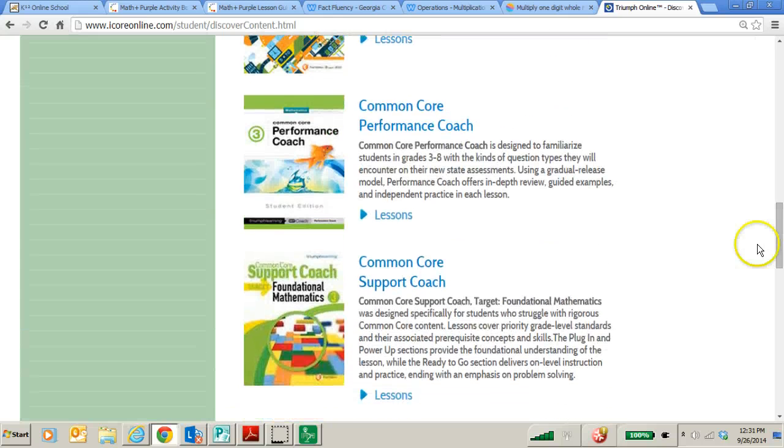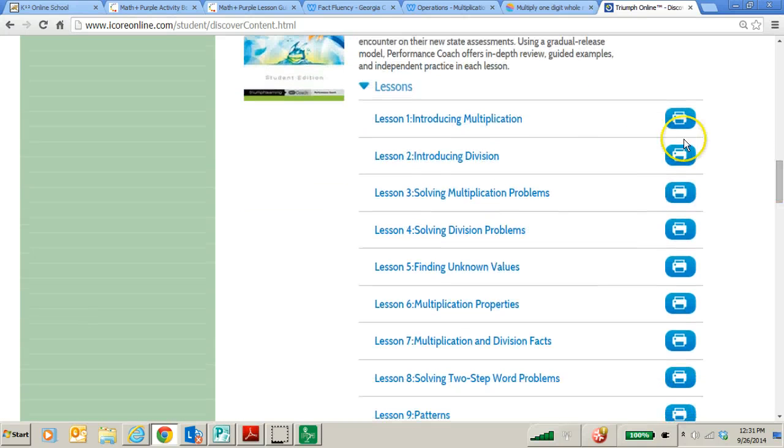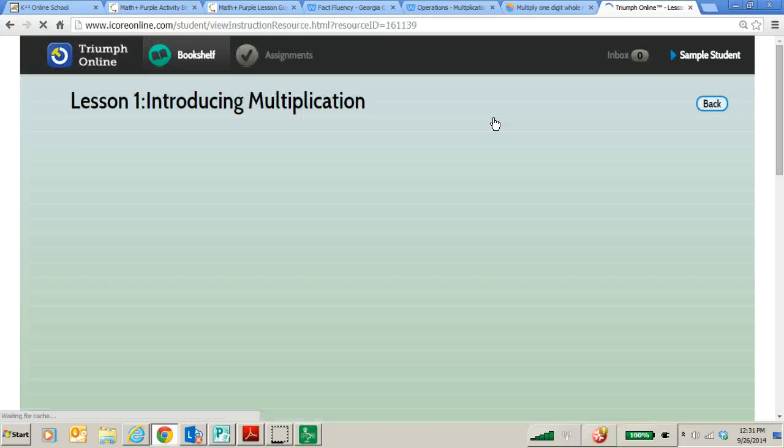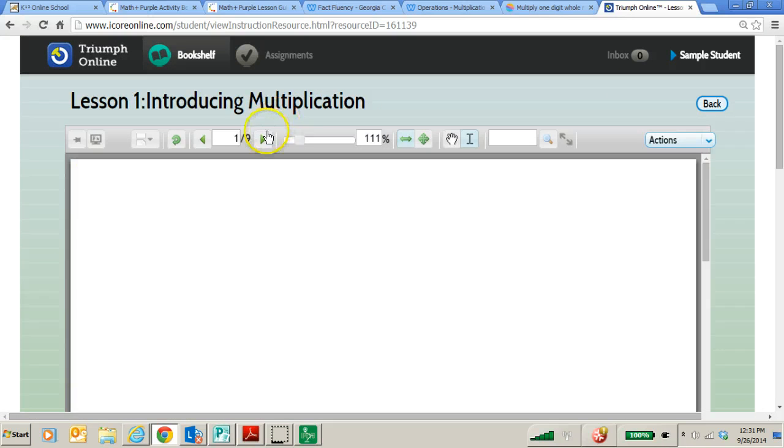One of my favorite books, this is new this year, is this Common Core Performance Coach. I also like the Common Core Support Coach. So if you go to Common Core Performance Coach, you can see Introducing Multiplication, Solving Multiplication Problems, Multiplication Properties, Multiplication and Division Facts, and tons and tons of other activities. So if I go right here to Introducing Multiplication, I can then scroll through all 9 pages.